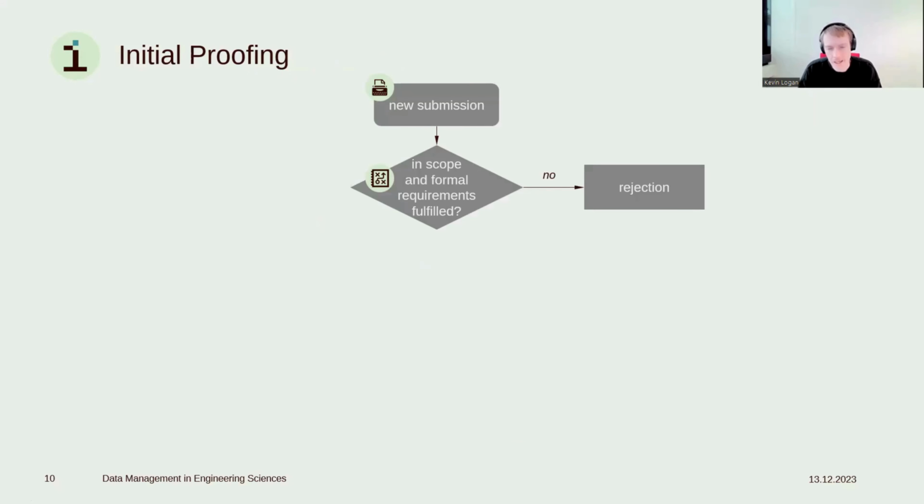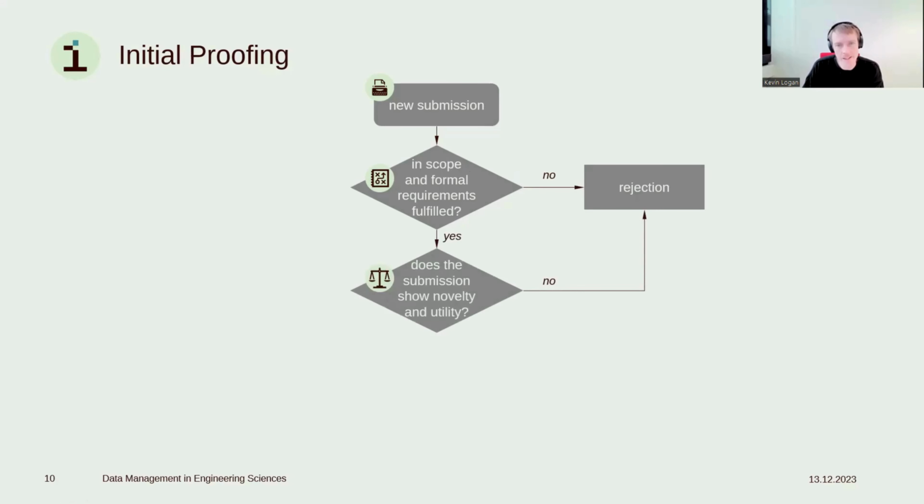You have a new submission as an author. You conduct a study, you write a manuscript, a software, create a data set, and then you submit it. And then it's our task to have an initial check. Does your submission match the scope and formal requirements? If it doesn't, it gets rejected.